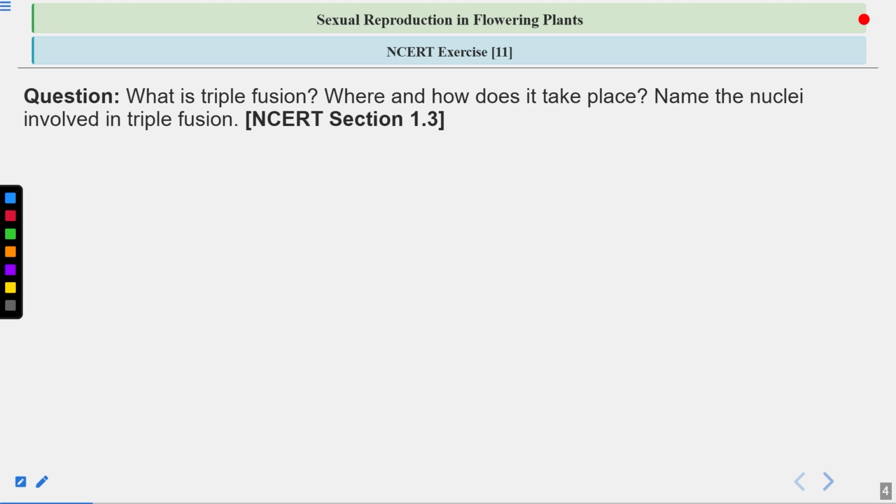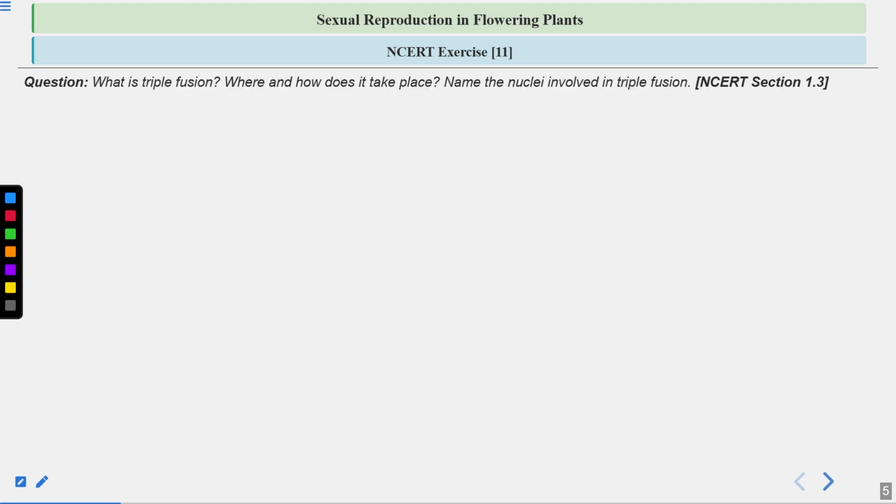What is triple fusion? You have to tell about the triple fusion. Then where and how does it take place? How does this triple fusion take place? And the next question is, name the nuclei involved in the triple fusion. So let us see the answer of this question. This question is from section 1.3. Let us see the answer.